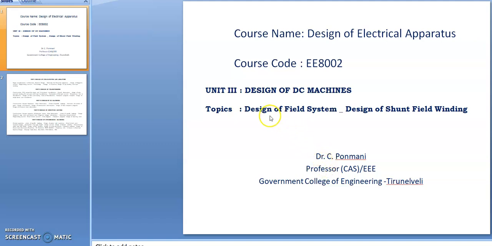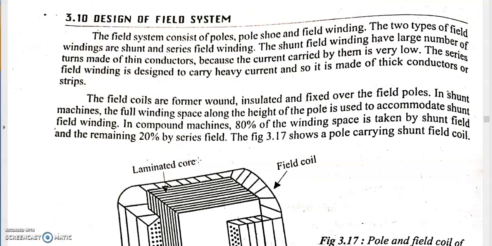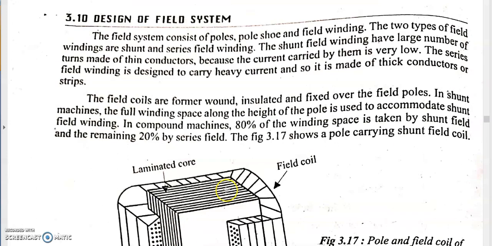Welcome to this video lecture on design of shunt field winding in the topic design of field systems from third unit design of DC machines in the subject design of electrical apparatus. So design of field systems includes the following. Actually the field system consists of field poles, pole shoe and field coil.